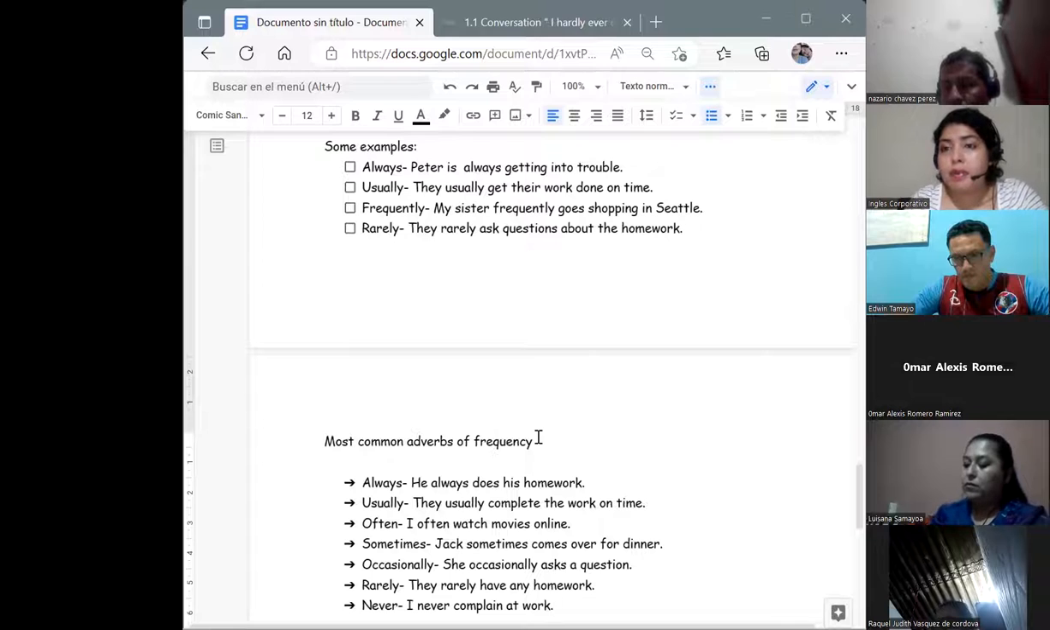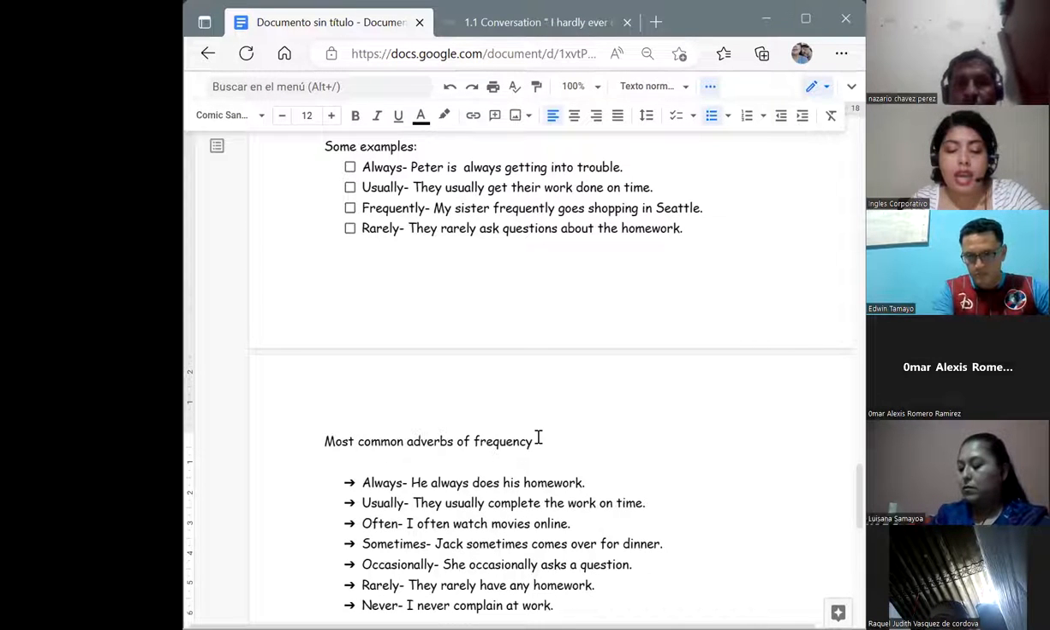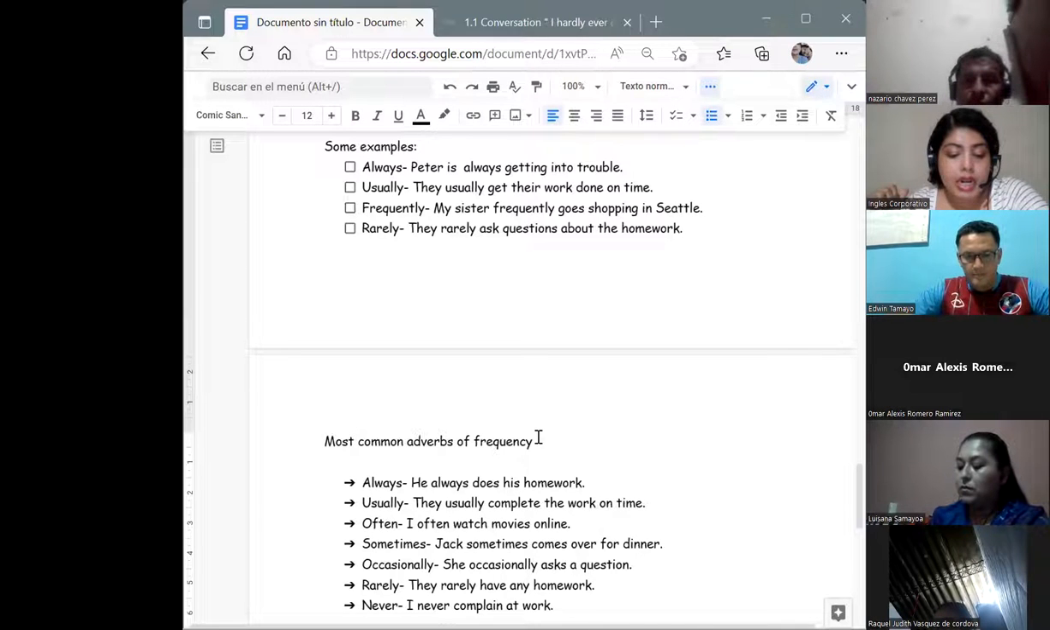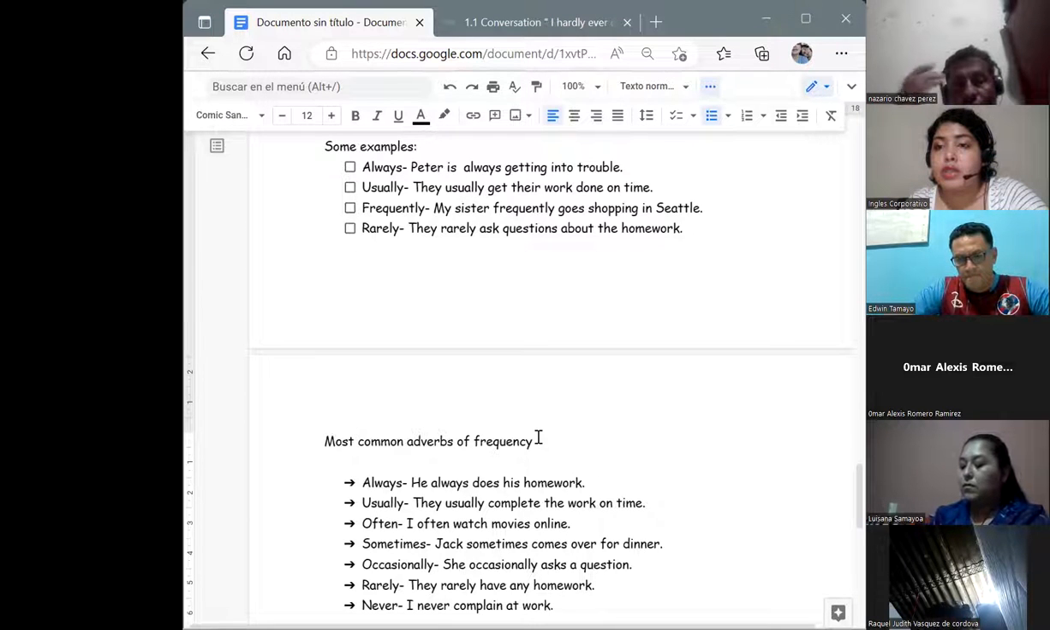So, where do they appear in the sentence? As I said, the word order can be confusing sometimes with the adverb of frequency, and we have some different rules. First, in a sentence with one verb, we have different kinds of statements, and depending on that statement, we're going to place the adverb in that specific place of the sentence. Tenemos diferentes tipos de oraciones, y dependiendo de esas oraciones, de cómo estén construidas, así vamos a colocar nuestro adverb.